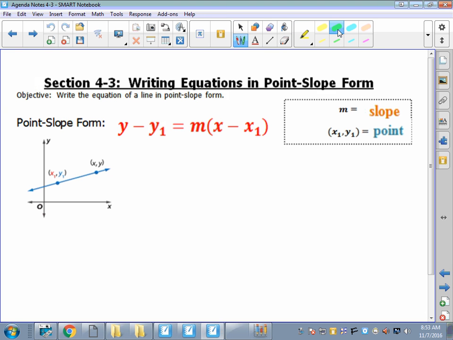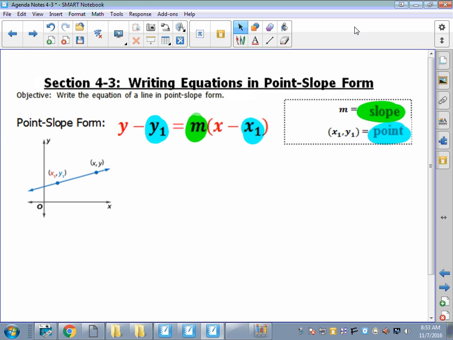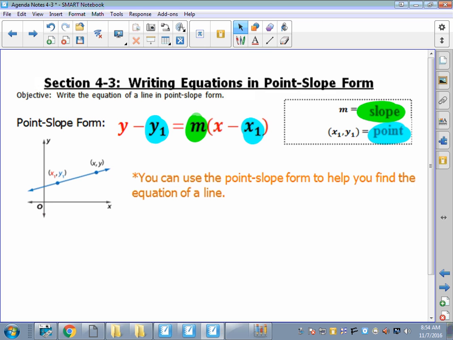So when we do the same things, we're going to substitute things in, only this time we're going to have a point instead of me telling you or you finding the b on the graph. So the only thing you really have to be careful about is the signs in that formula. When you do y minus some number, it's a subtract right there. And this equation, this point slope form, you can use to help you find any equation of a line, and we're going to start talking about that in this section.